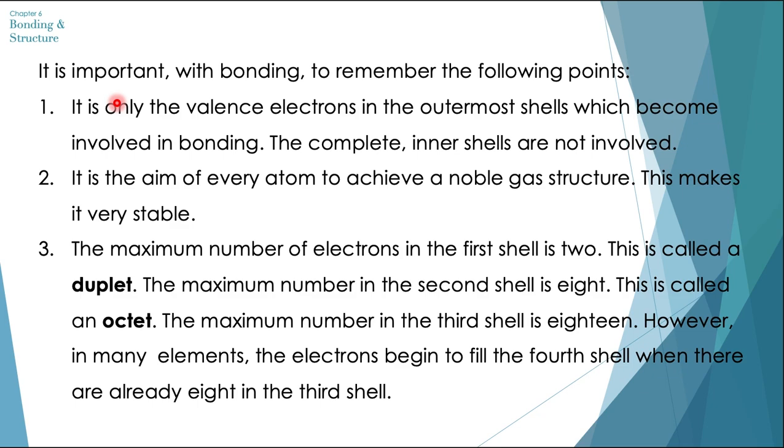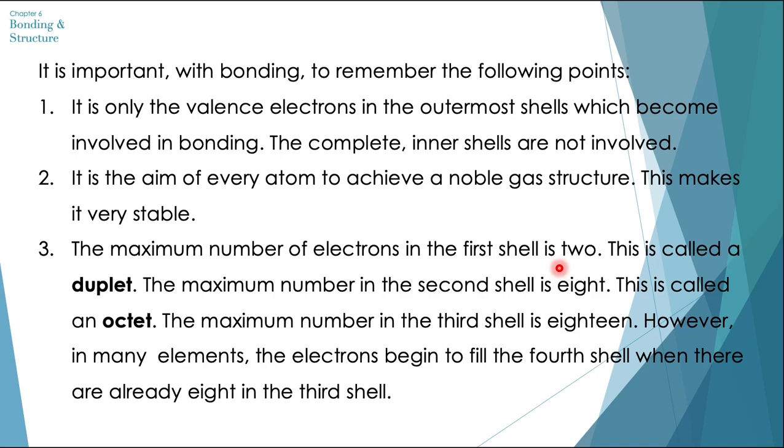And third, you have to remember all the different shells of an atom and how much each shell can hold. It's very simple. The first shell can hold up to 2 electrons, that is called a duplet, and any other shell after that can hold up to 8 electrons. Okay? Now we're going to look at ionic bonds.